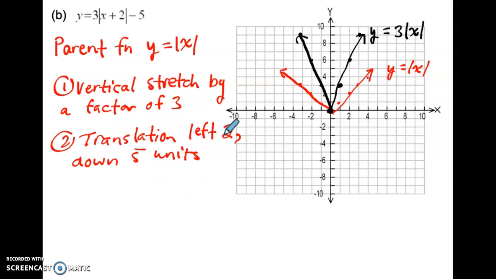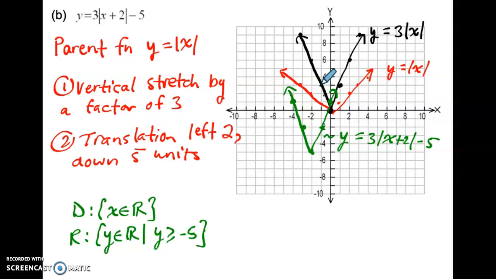And the last thing we have to do is take all these new black points and move them left 2, down 5. So there's the completed graph, and in the bottom here I have written the domain and range.